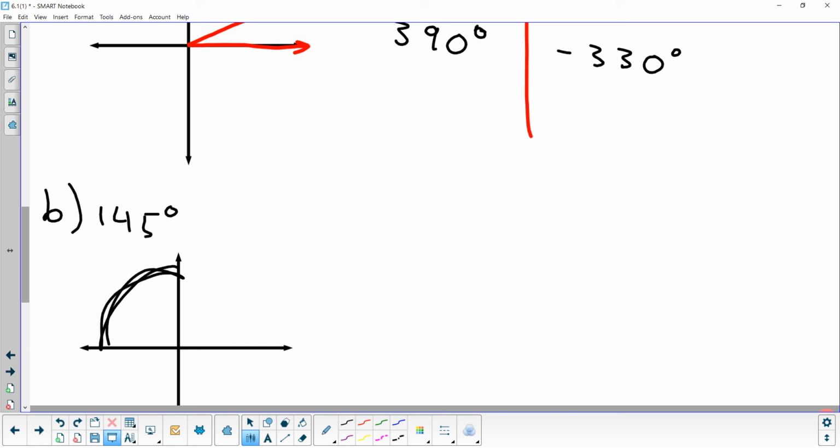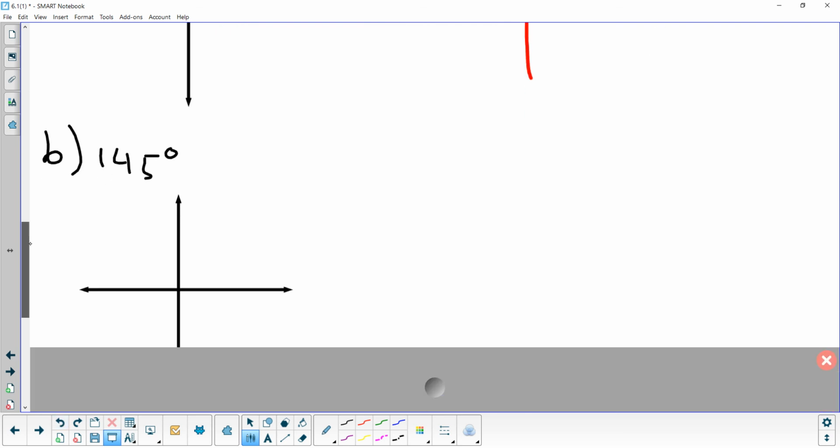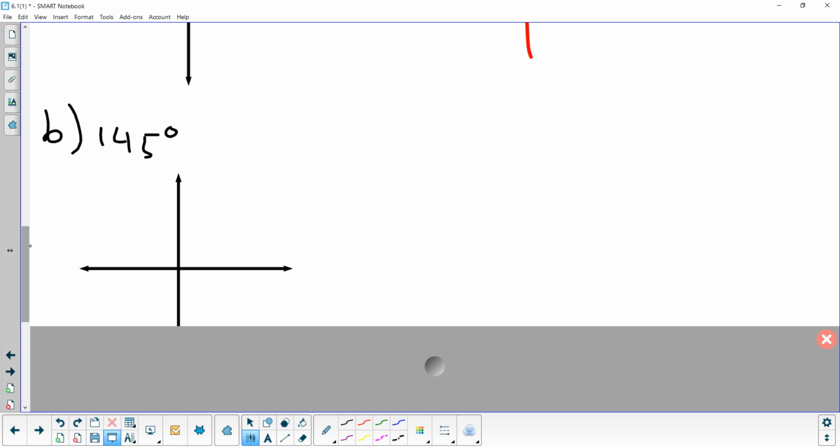So somewhere in here. Now, can anybody be a little bit more specific about where in quadrant 2? What you could do is say, well, is it in the middle, a little more than the middle, a little less than the middle, closer to being straight up, closer to being horizontal to the left? Yep, a little past the middle. 135 is exactly in the middle. That's between 90 and 180, so 135 is the average of those two. 145 is a little bit past the middle. So maybe something kind of like that.